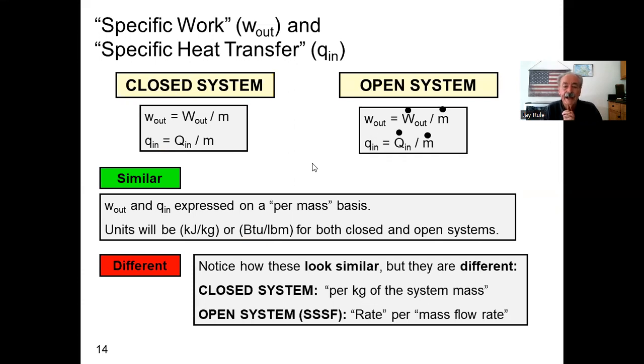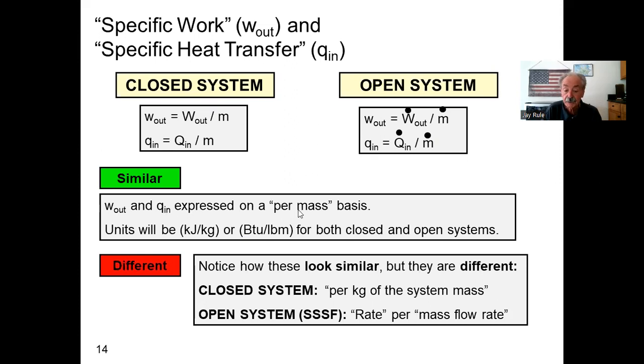Catch up a little bit on textbook practices. So the textbook homework, and particularly a lot of homework problems, ask for little w out or little q in for both closed and open systems. And so let's see what that means. For a closed system, you're dividing the heat transfer and the work by the mass of the system, little w out. On the open system problems, you're coming up with the same variable name, w out and q in, but what you've got is output power divided by mass flow rate, and heat transfer rate divided by mass flow rate. And so these variables look visually identical, but they are different.